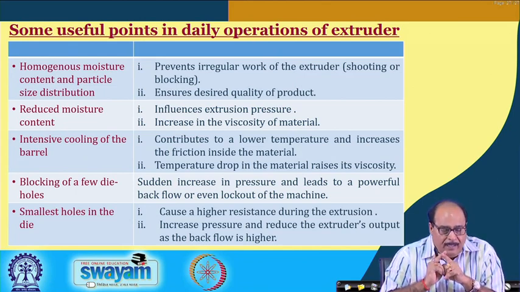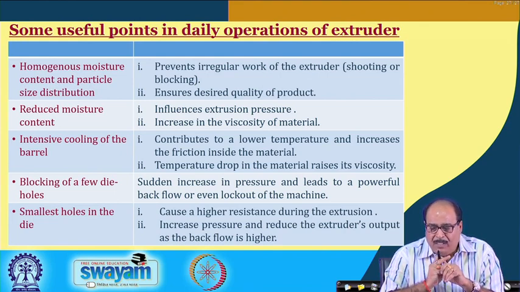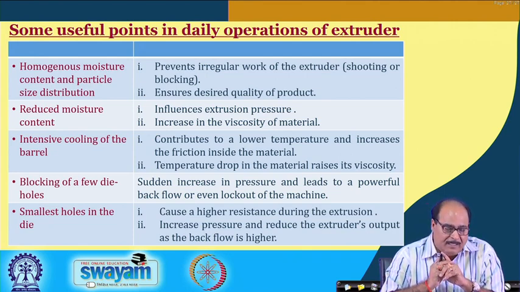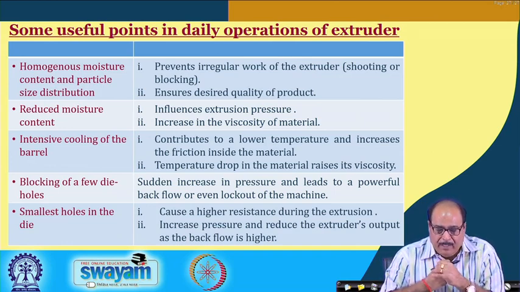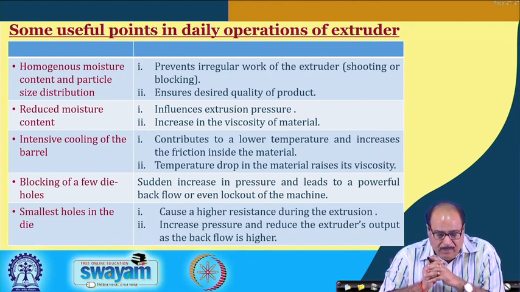Intensive cooling of the barrel contributes to a lower temperature and increases the friction inside the material. The temperature drop in the material raises the viscosity. Blocking of a few die holes causes a sudden increase in the pressure, and it leads to a powerful backflow or even lockout of the material. The smallest holes in the die cause a higher resistance during the extrusion, increase pressure, and reduce the extruder's output as the backflow is higher.